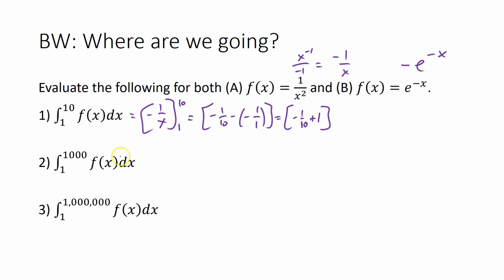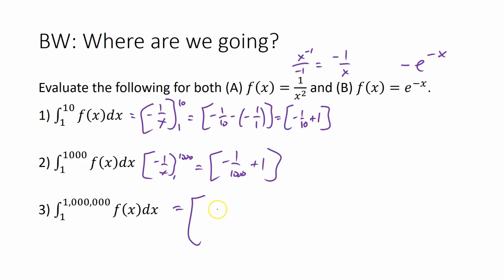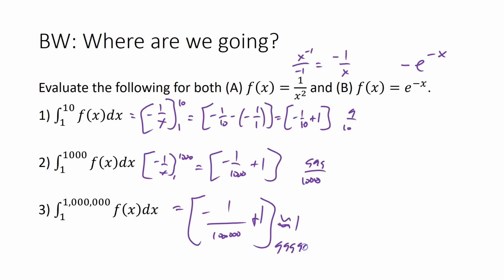All right, the next one, if we do it from 1 to 1,000, so negative 1 over x from 1 to 1,000, that's going to be negative 1 over 1,000 plus 1 again. Okay, so that's what, 999 over 1,000? This last one, you might be able to see where we're going with this. It's going to be negative 1 over 1,000,000 plus 1, which is 999,999 over 1,000,000, which is essentially equal to 1. It's very, very close to 1. So this was 9/10, this was 999 over 1,000, and this one was 999,999 over 1,000,000, which is pretty darn close to 1, right?